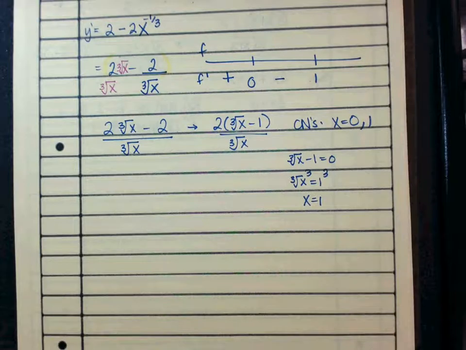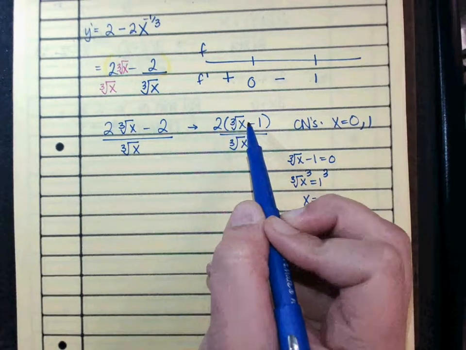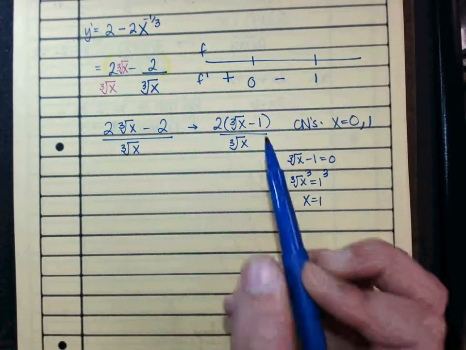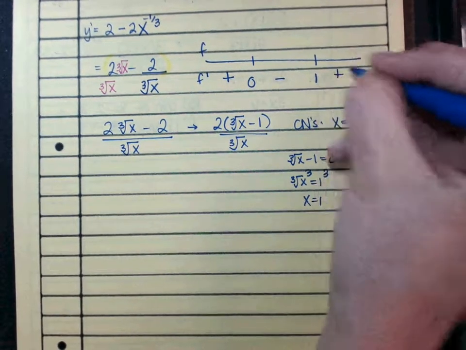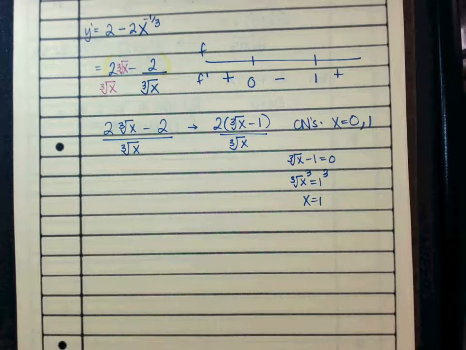Okay, then let's pick something bigger than 1 that has a perfect cubic root. Let's pick 8. Cubic root of 8 is 2. What's 2 minus 1? Positive. Okay, plug in 8 down here. Cubic root of 8 is positive 2. Divide two positives, you get a positive. Which means my sign chart tells me it's plus, minus, plus for f prime.